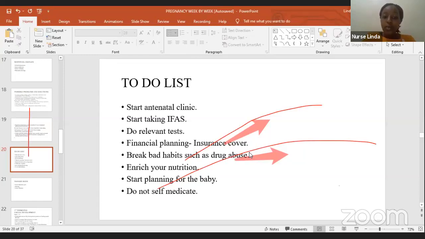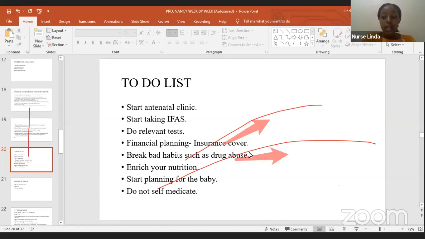The lady also needs to break bad habits. If they are drug abusers, like they use alcohol, cigarette, or whatever kind of substance abuse, they need to stop it for the sake of this baby. Now, actually all these drugs contain substances that are harmful to the fetus.